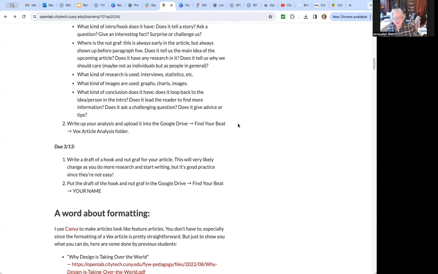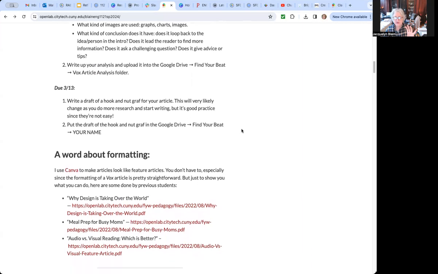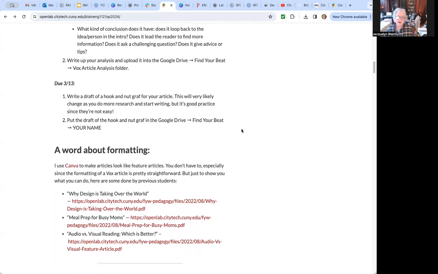It's just looking at the structure, writing a draft of a hook and a nut graph for your own article. And then next week we'll get into more about formatting, but I wanted to jump in and do it a little bit now because there are already people working a little bit ahead. So I use Canva to make articles look like feature articles. Now you don't have to. The Vox formatting is pretty straightforward, like I said. So if you want to do it in a Word doc and just drop the pictures in between things, that's fine. I don't care. But if you want to play around with Canva, or if you're a design person and you want to see what you can do, Adobe has a platform that's pretty much like that.